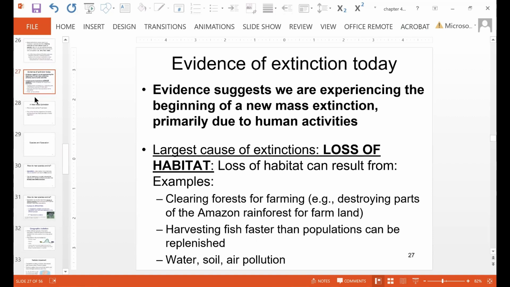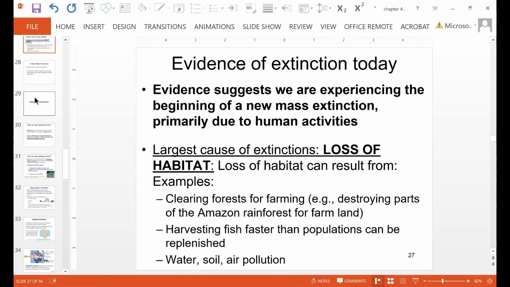Evidence suggests that we are experiencing the beginning of a new mass extinction, primarily due to human activities. So this would be the 6th mass extinction. The largest cause of extinctions is the loss of habitat.